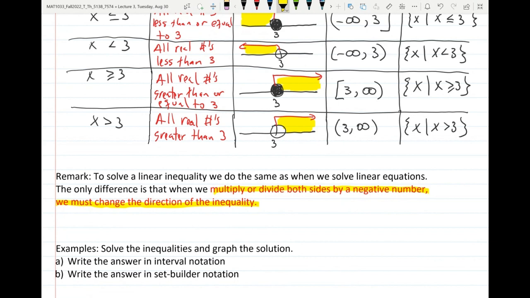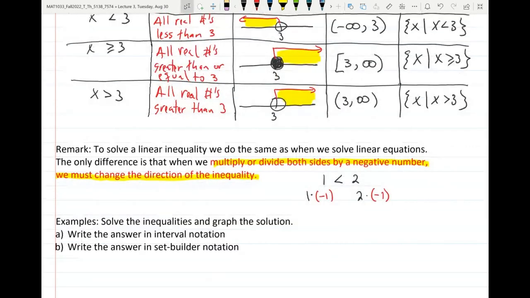For example, let's see. How do 1 and 2 compare? Which one is smaller? So what should I write here? 1 is less than 2. Let's go ahead and multiply both of these sides by negative 1. So I'm going to multiply both sides by negative 1. So we're going to have 1 times negative 1, and then 2 times negative 1. So what is 1 times negative 1?